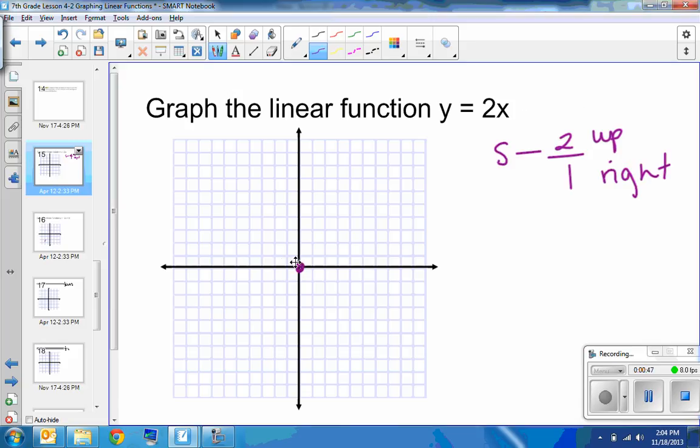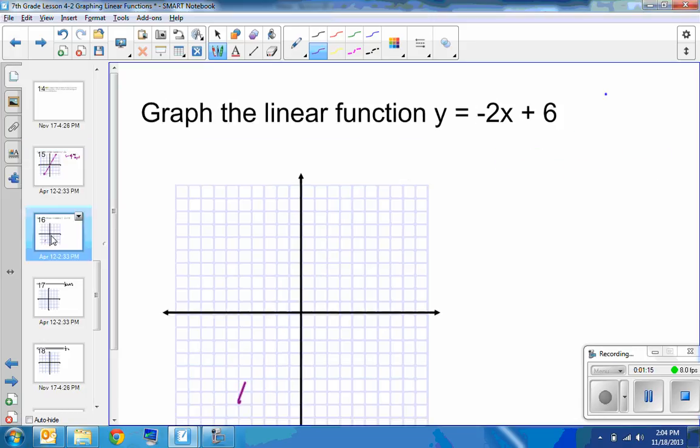And then from the point, I go up 2, to the right 1. Up 2, to the right 1. Up 2, to the right 1. If we wanted to go the opposite, we go the opposite of up, which is down, and the opposite of right, which is left. And then we graph our line. Remember, we want to extend our graph throughout.